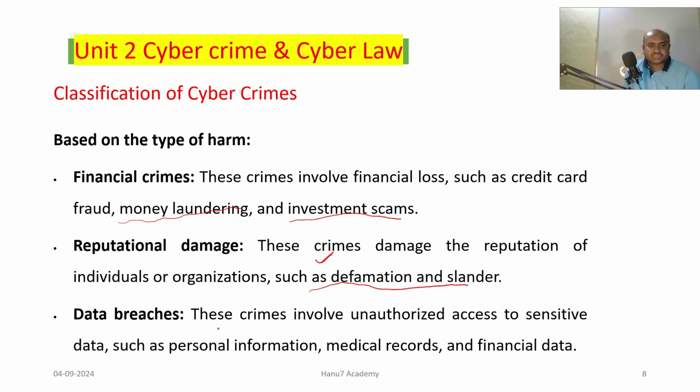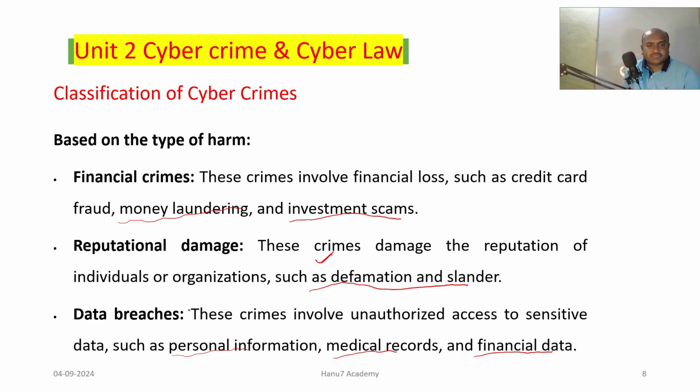Coming to data breaches. These crimes involve unauthorized access to sensitive data such as personal information, medical records, and financial data.